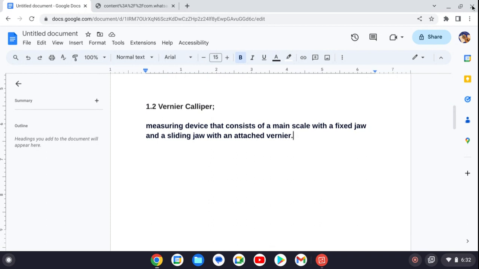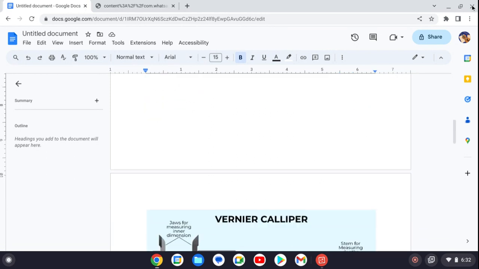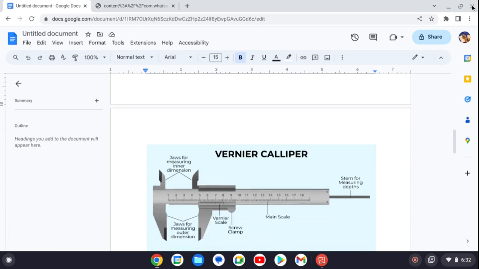It is a measuring device that consists of a main scale with a fixed jaw, and the vernier scale, which has a moving jaw. Whenever you have to do a measurement, you just have to put a small object inside these jaws and tighten up. The reason to tighten up is that the object will not fall, or if it starts moving during the practical, it will become difficult for you.